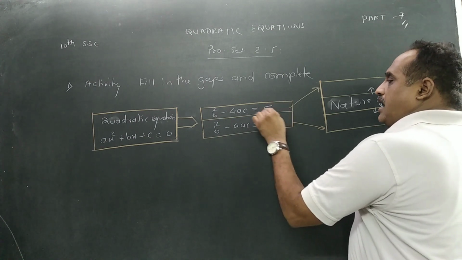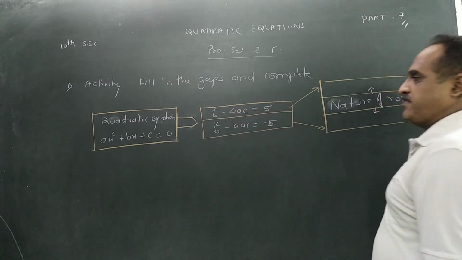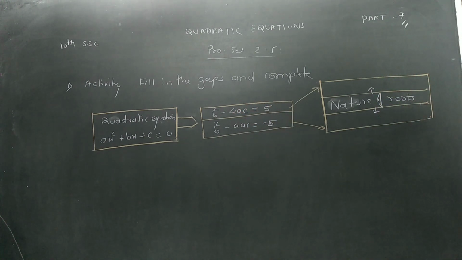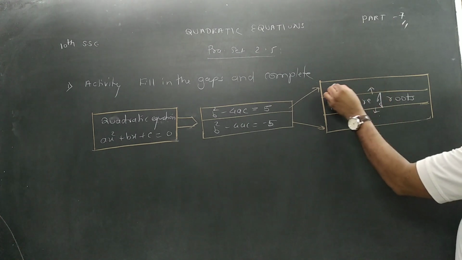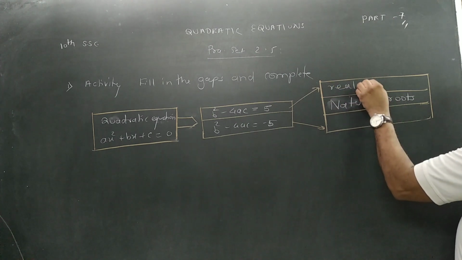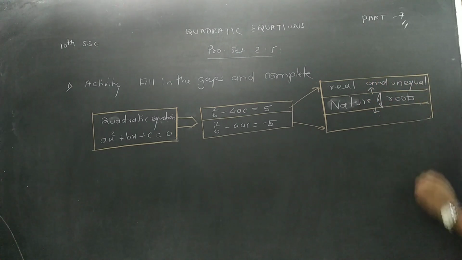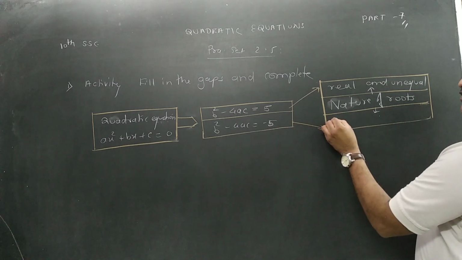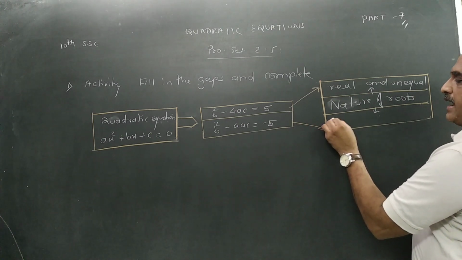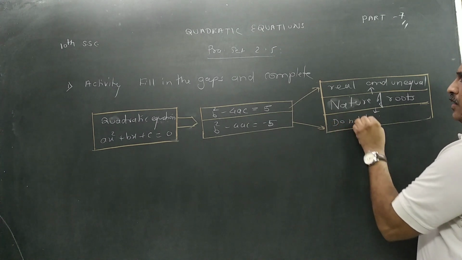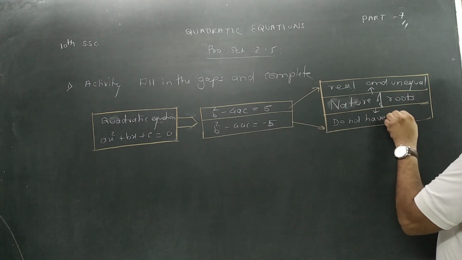And if delta, that is the discriminant, is positive, then which type of root does it have? Real. The nature of the root is what? Real and unequal. And if it is negative, then it does not have real root.